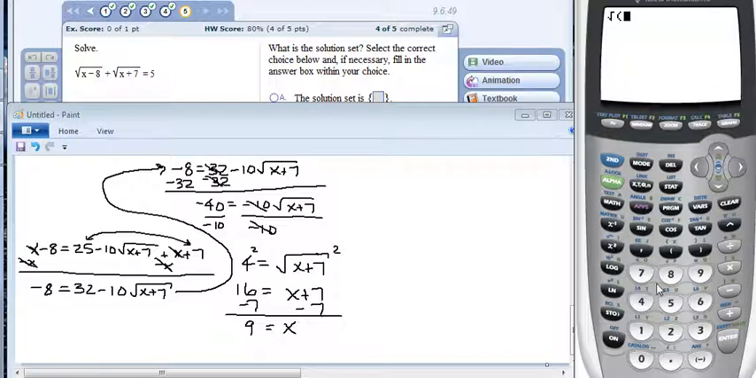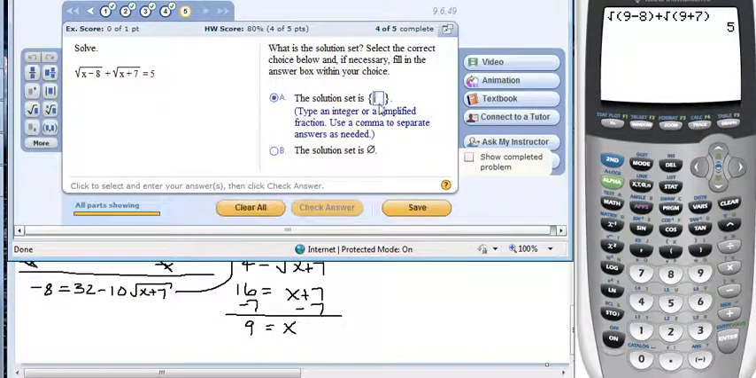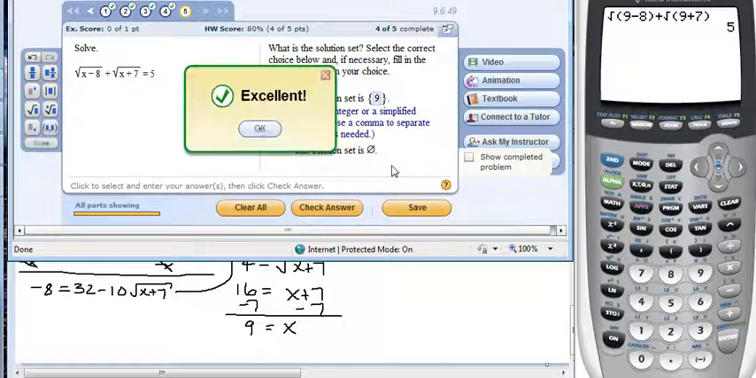Well, no wonder. Okay, silly, silly, silly. Square root of 9 minus 8 plus square root of 9 plus 7 gives 5. Whew. That kind of scared me there for a second. I didn't think I did anything wrong. It helps to check it in the right problem, doesn't it? Sure does. So we have a solution set of 9.